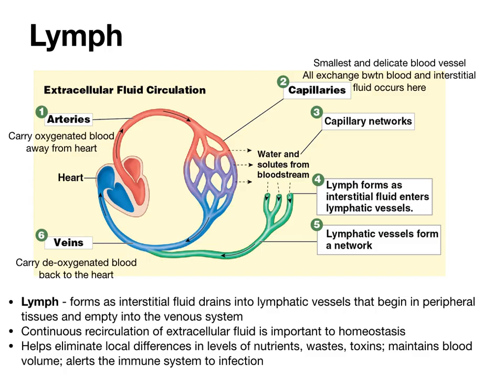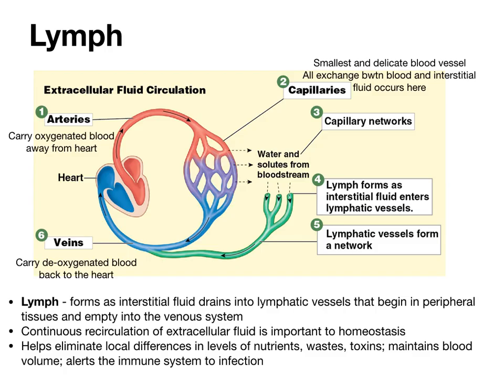This is where all exchange between blood and interstitial fluid occurs. Then we have our capillary network, number three. The water and solutes from the bloodstream are pulled into this capillary network. And then number four, the lymph forms as interstitial fluid enters the lymphatic vessels. Number five, the lymphatic vessels form a network. And then we have our veins, number six, that carry that deoxygenated blood back to the heart. And then it goes back into the lungs and the heart to reoxygenate that blood and start the whole process again.